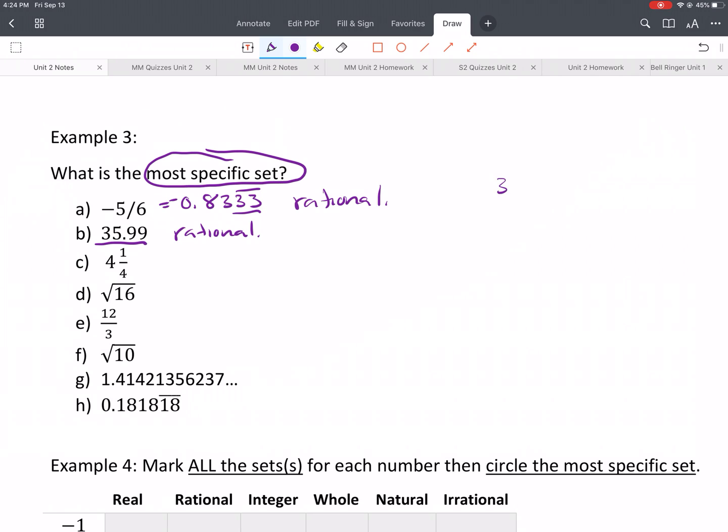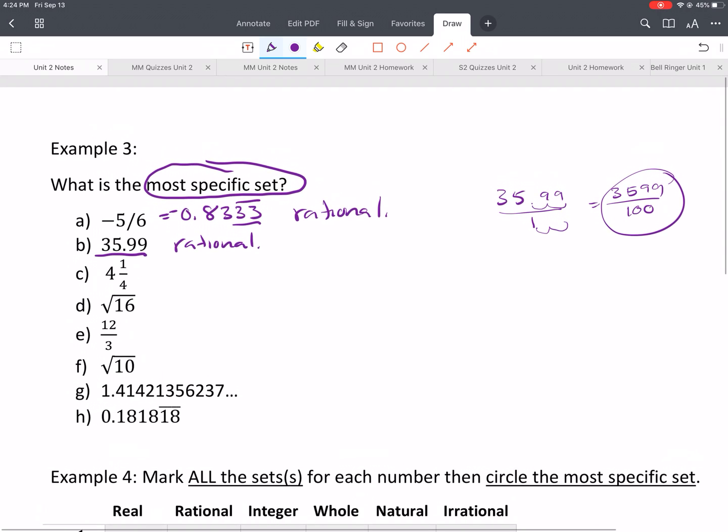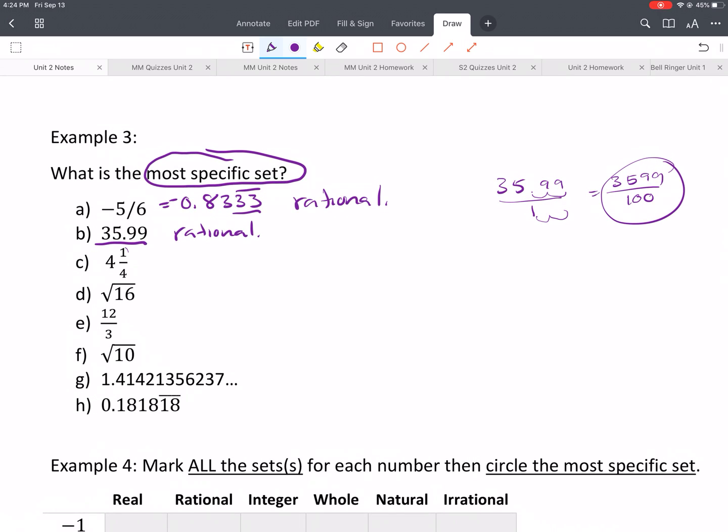Like for example, 35.99. Okay, if you divide that by 1, and if we move the decimal over twice, and then we move the decimal over twice again, that would give us 3,599 over 100. That would give us the exact same answer as 35.99. Okay, anyways, interesting, perhaps, I don't know. Again, we have a fraction, can't be simplified, so it's going to be rational.